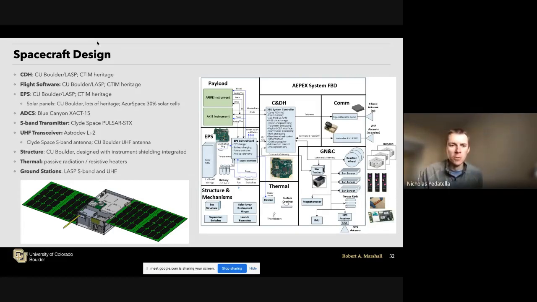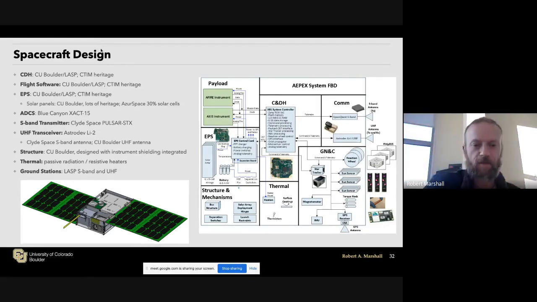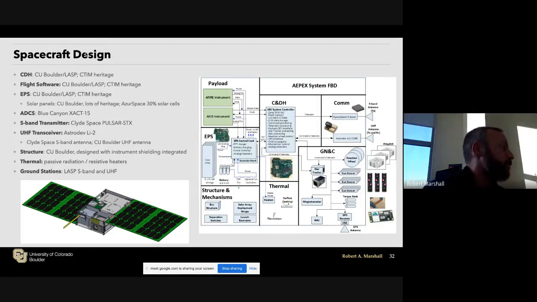So there's one more question. I apologize if there's some background noise here. Quick one here in the chat. So what's driving the offset solar panel design? Oh yeah, the picture shown right here.